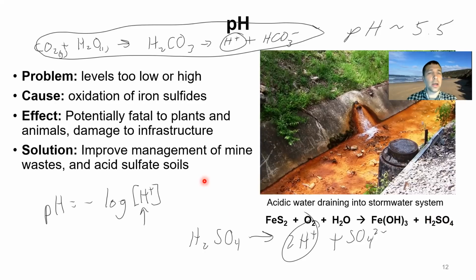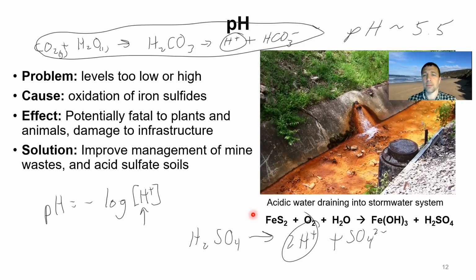So this is a problem because when pH falls outside of a healthy range, that can be detrimental for plants and animals, but it can also damage infrastructure as well. It can deteriorate concrete and steel and other infrastructure type building materials. And so the best way to manage this problem or prevent it is to eliminate the exposure of this mineral to the air and to water, which requires better management of mine wastes.